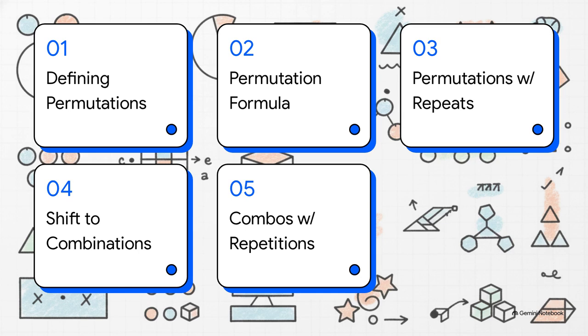1. Defining permutations. 2. Proving the permutation formula. 3. Permutations with repetitions allowed. 4. The shift to combinations. And finally, 5. Combinations with repeated selections.